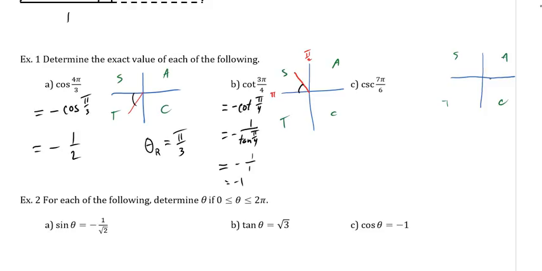So 7 pi by 6 is like pi by 6, or sorry, 6 pi by 6, which is a full half circle, right? One halfway around, plus another little bit more. So plus another pi by 6. 6 pi by 6 plus 1 pi by 6. So theta related is pi by 6.